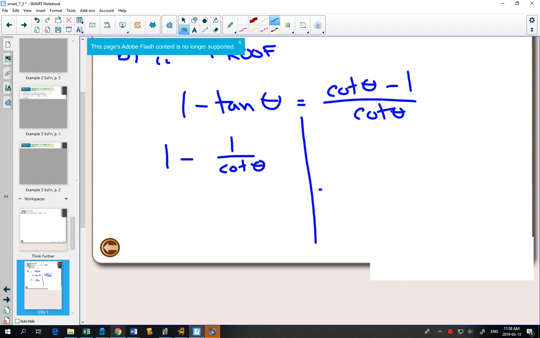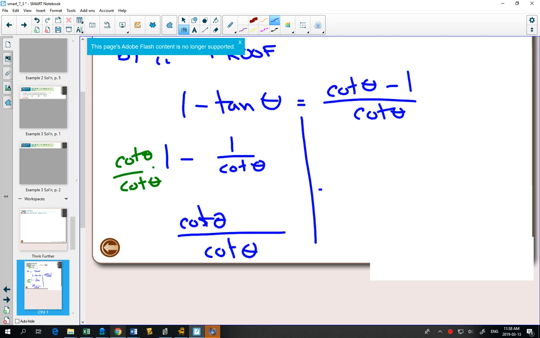and then again have this idea, can I get this to be a single fraction? I would need to multiply this 1 by cotangent over cotangent. Then I get a common denominator. What's the top going to be? Well, cotangent theta minus 1. Oh, we're done. That was even quicker.